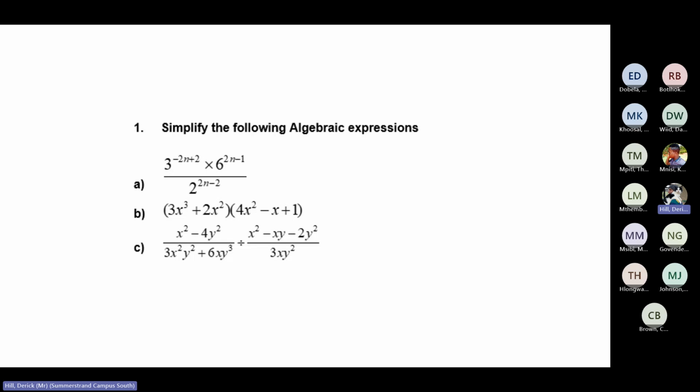The first question says, simplify the following algebraic expressions. And we will be starting with question 1A. All right, so what do we have there? We have 3 to the power of minus 2n plus 2, times 6 to the power of 2n minus 1, all over 2 to the power of 2n minus 2.